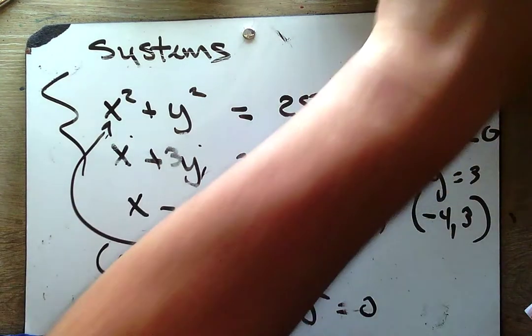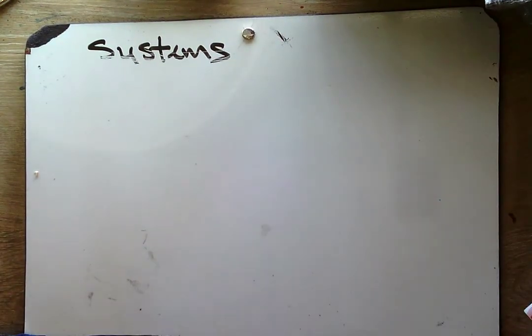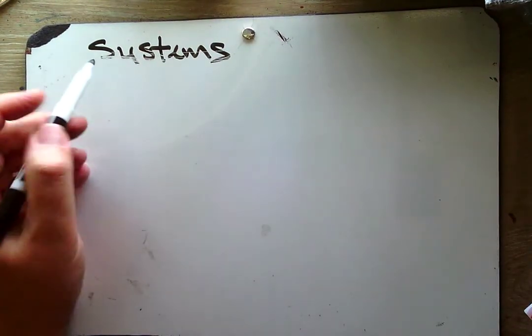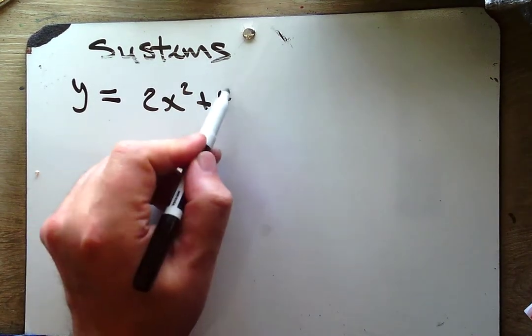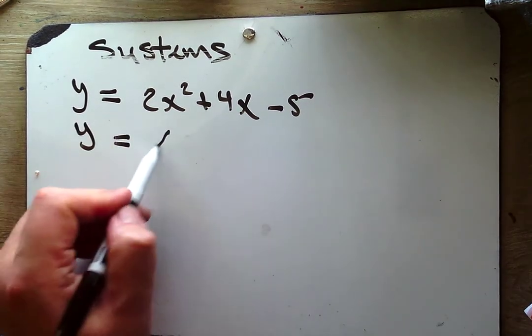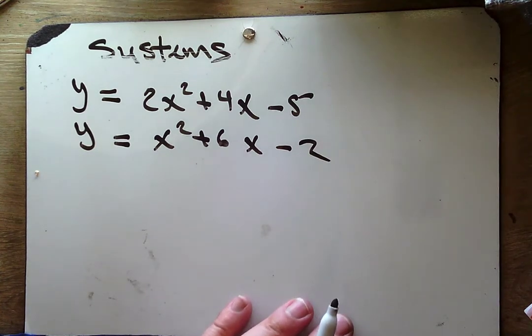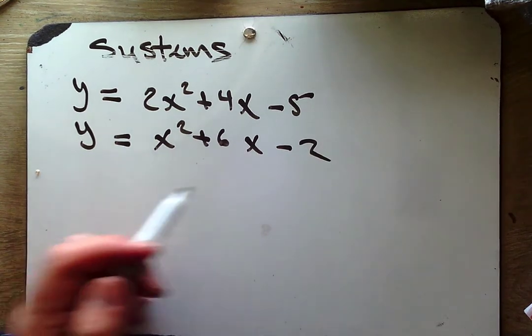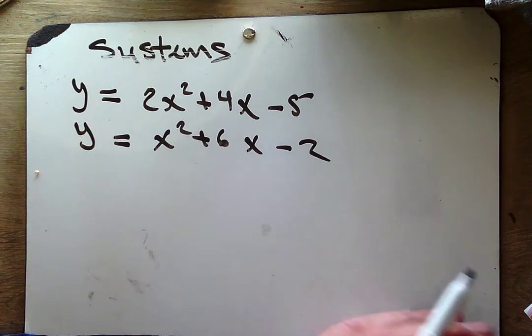Okay? All right. One more. How about two parabolas? Y equals 2x squared plus 4x minus 5. And y equals x squared plus 6x minus 2. Okay, we've got two up-pointing parabolas, and we wonder, well, how many solutions am I getting?